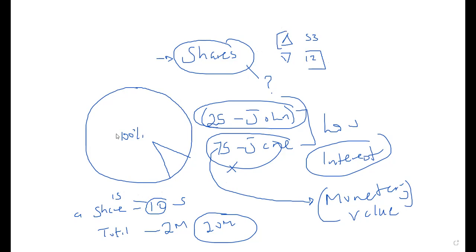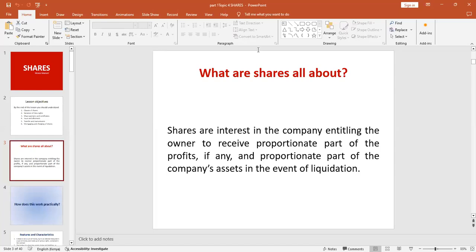So that's the thing. Shares simply are interests in a company that entitle you, the owner, to receive part of the company's profit, if profits are made, or part of the company in case of liquidation. So the profit is going to be proportionate to the number of shares you have.